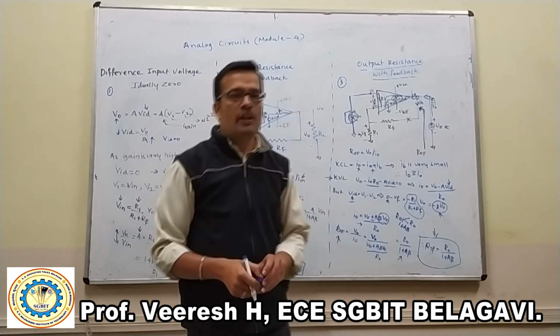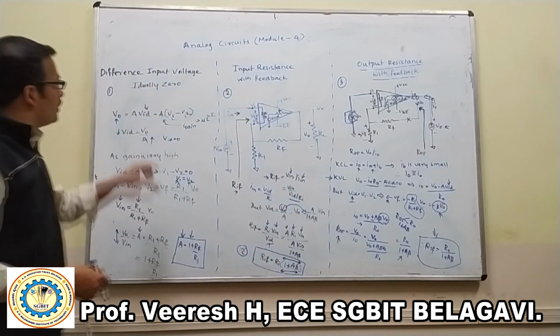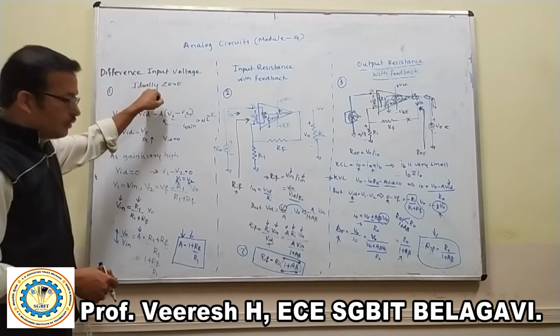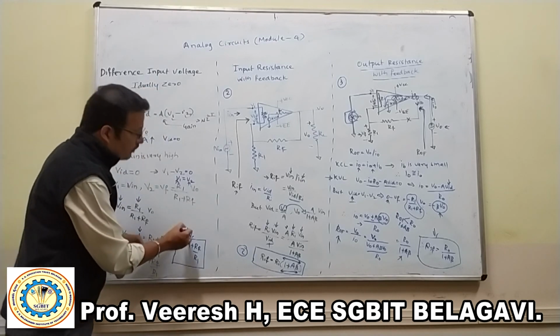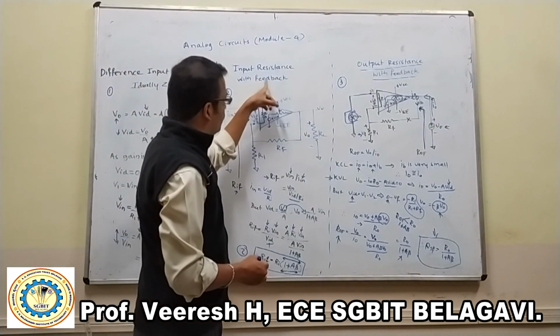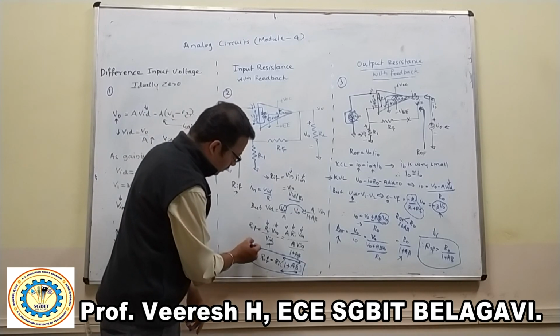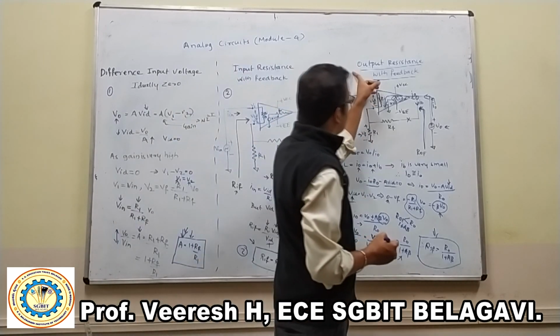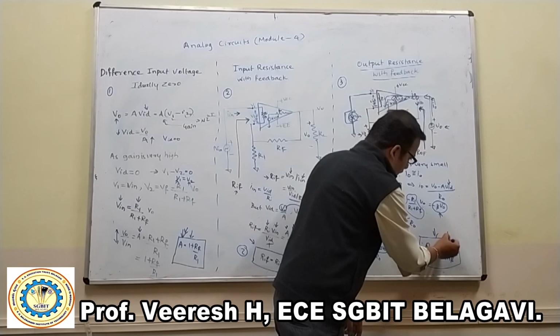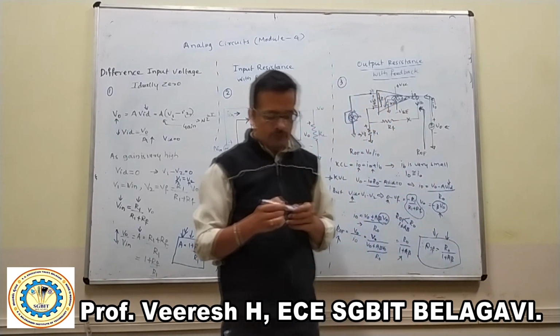So, in today's class we saw three topics. First one was that the differential input voltage is ideally 0. We derived this expression. Second one, input resistance with feedback. We derived this expression. And to end with, output resistance with feedback, we derived this equation.